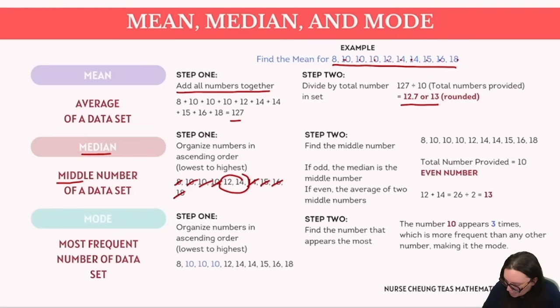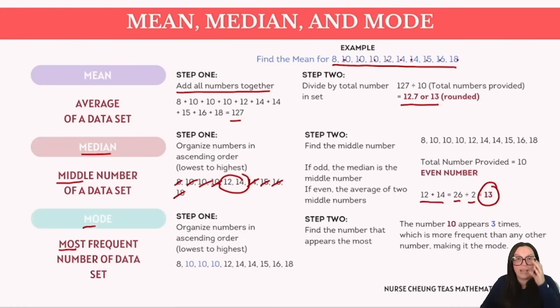So if we were to add 12 and 14, that's going to give us 26. You're going to divide that by 2, and that is going to give us 13. So the median for this data set is 13. Now, it's way easier if you have an odd number because, of course, whatever that number is in the middle would be your median. But when you have an even amount of numbers, make sure you're adding the two middle numbers together and dividing by 2.